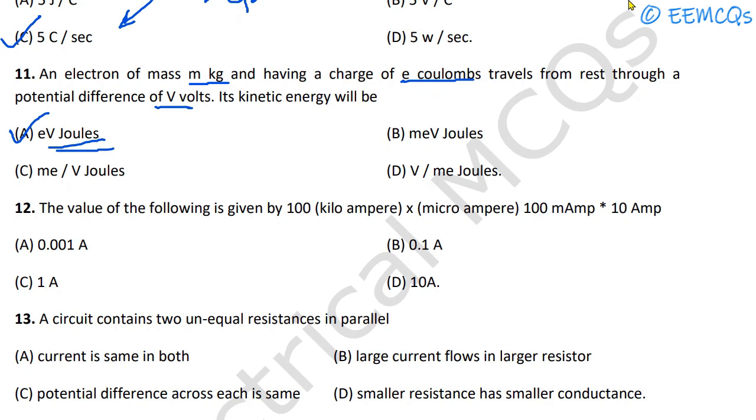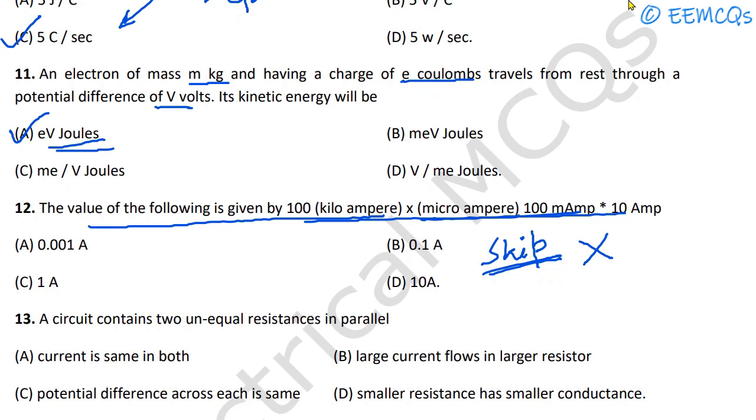Okay, the value of the following is given by 100 kiloampere into microampere. It seems that the question is basically wrong. Okay, because this expression is not correct. So skip this question. So taking the next question, a circuit contains two unequal resistances in parallel.